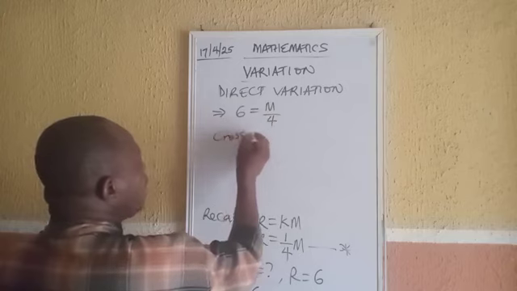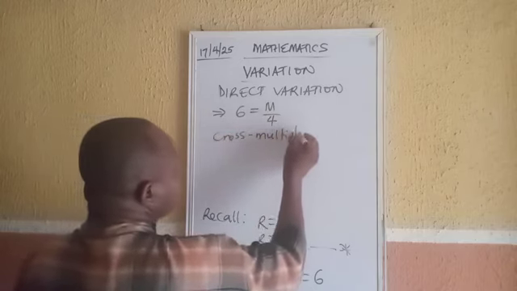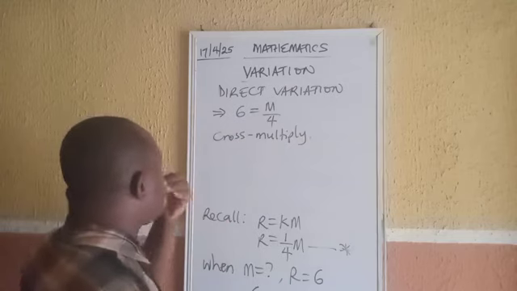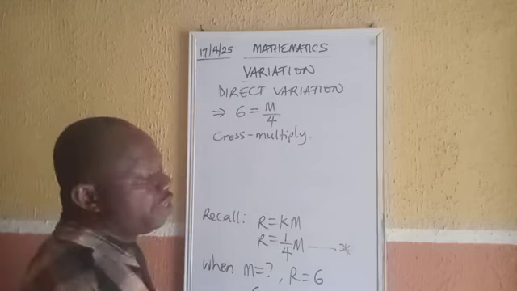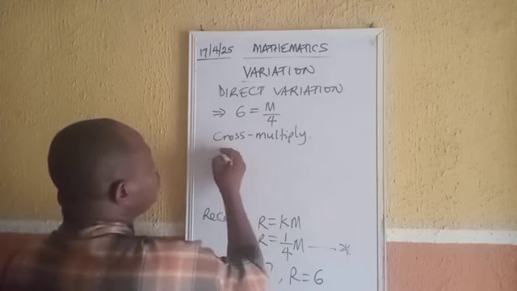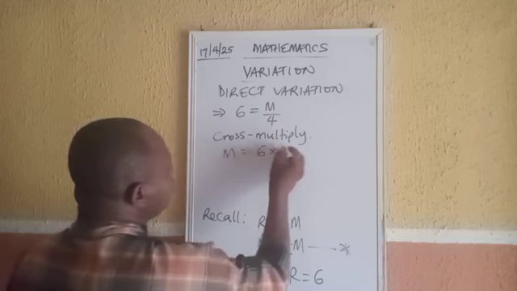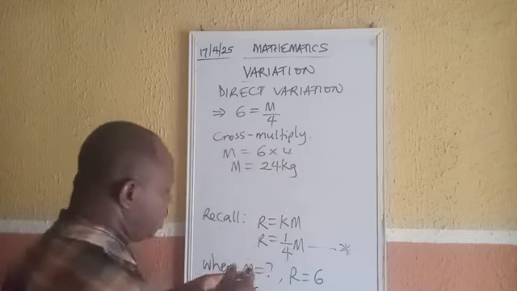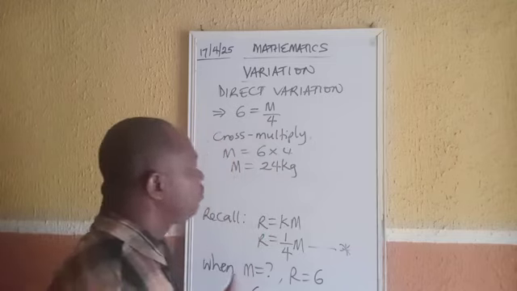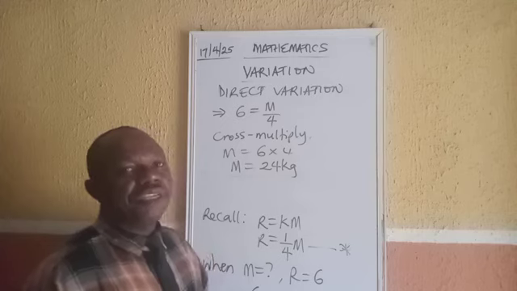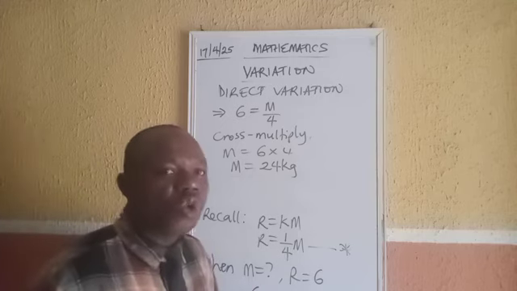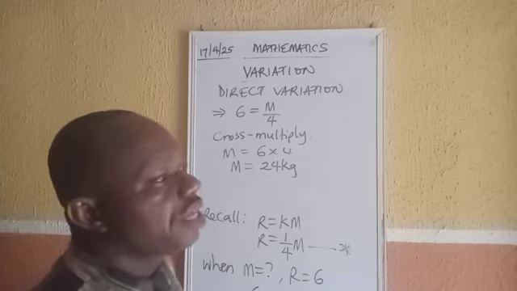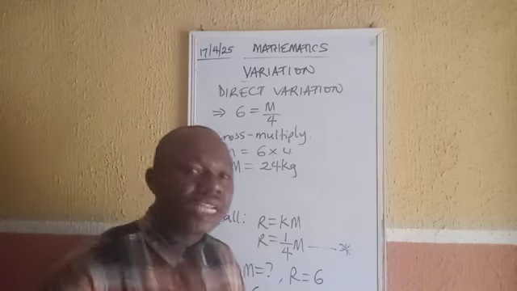By the time we cross multiply, or we multiply both sides by 4, that would become m will be equal to 6 times 4, which is 24 kilogram. That's the answer. 24 kilogram. When you are given a unit in the question, please, in your final answer, always remember to put the units in the final answer, as it concerns that quantity we are asked to calculate.